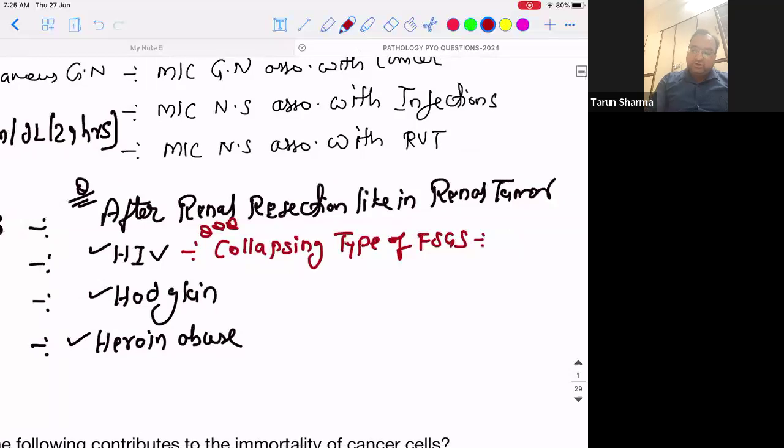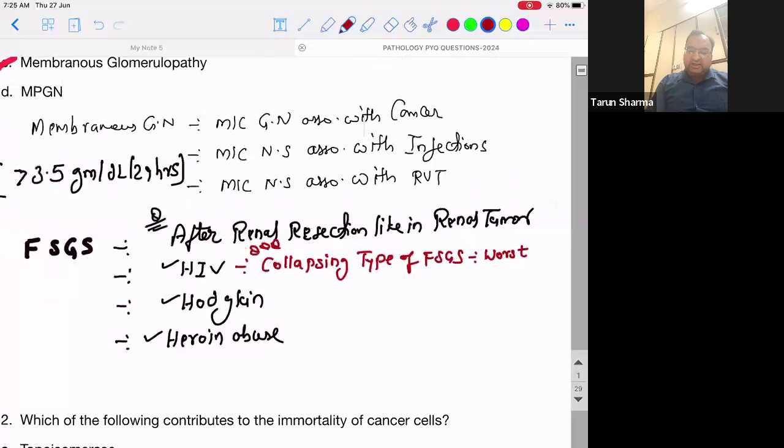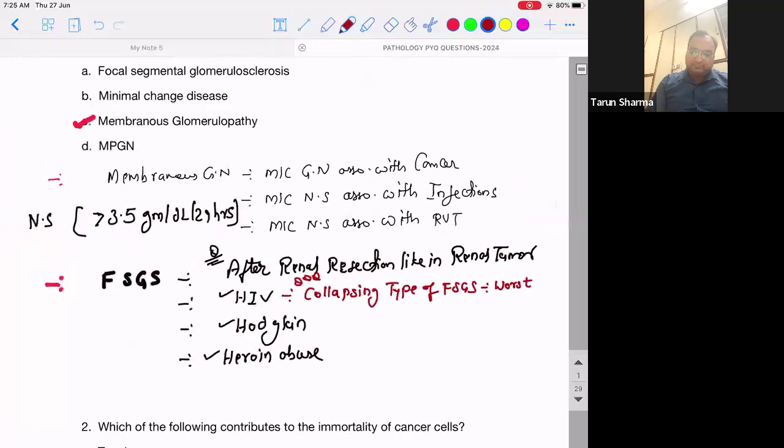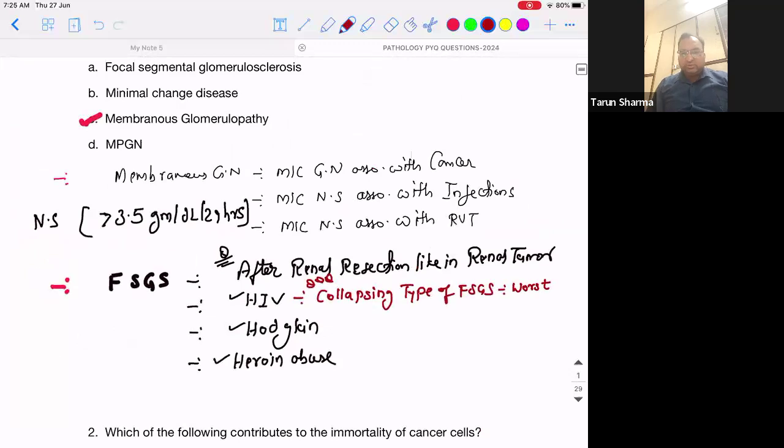And one more important thing: out of all the types of FSGS, the HIV associated FSGS is going to have the worst prognosis. Okay.